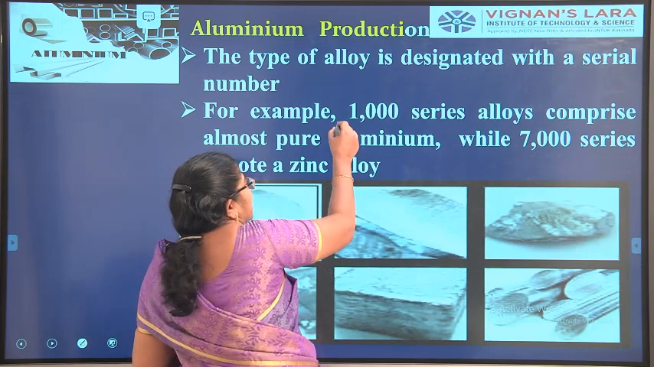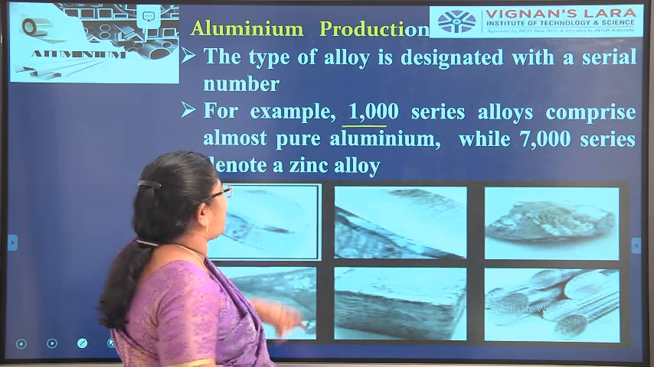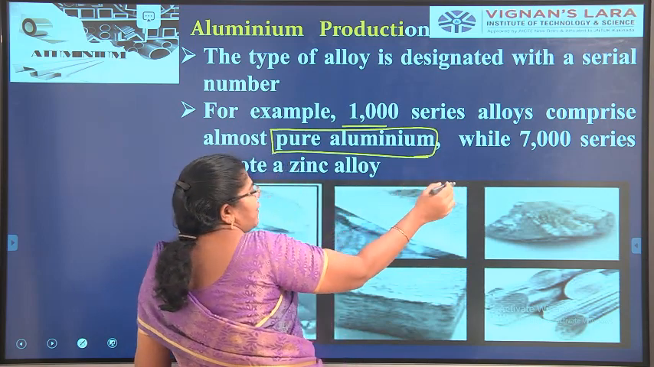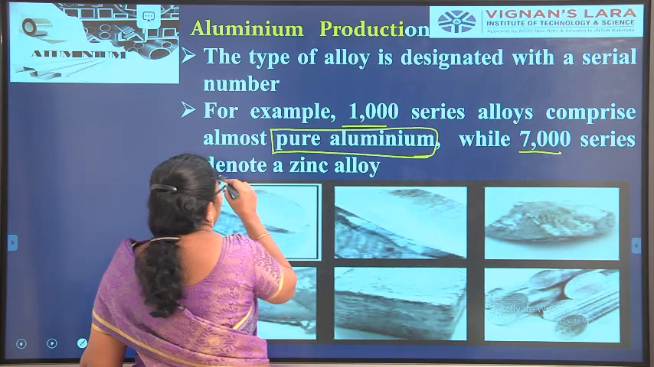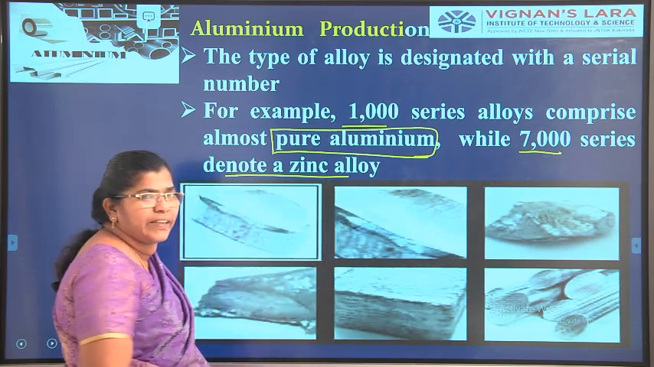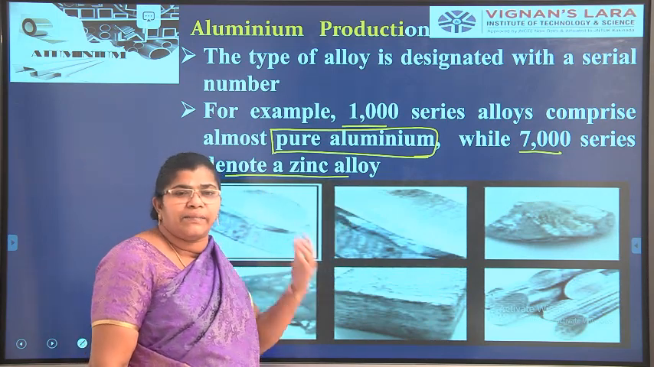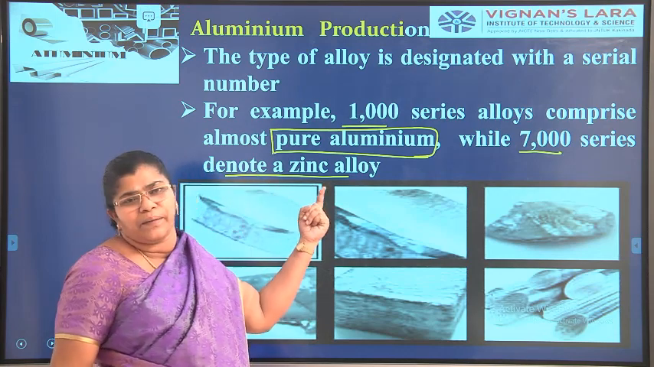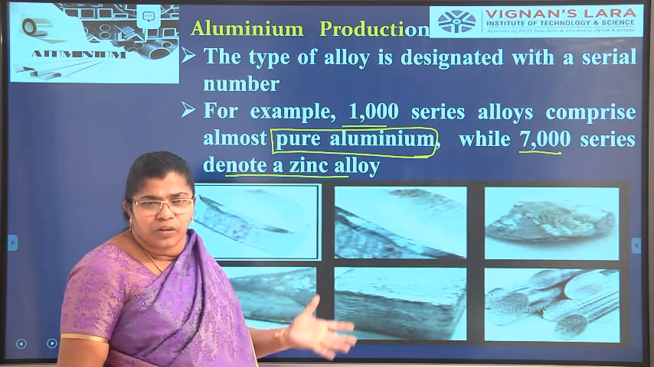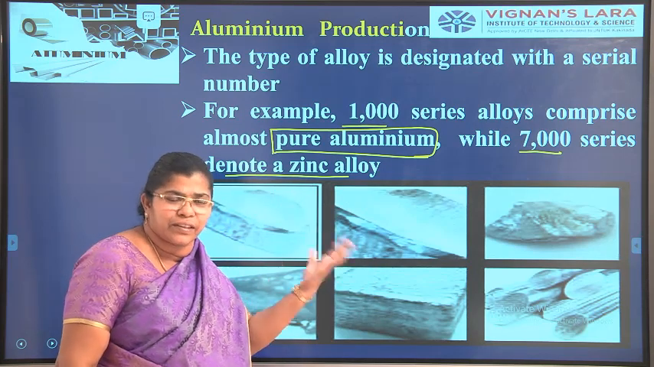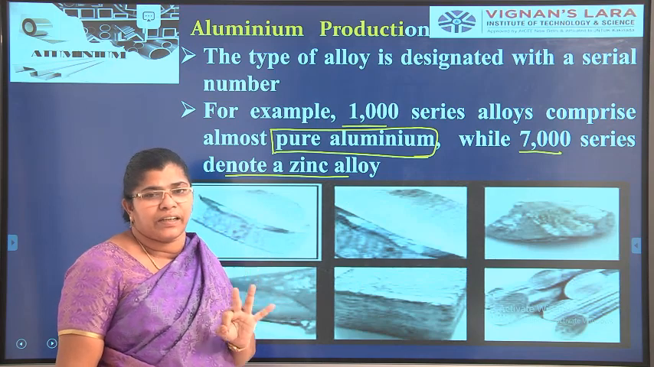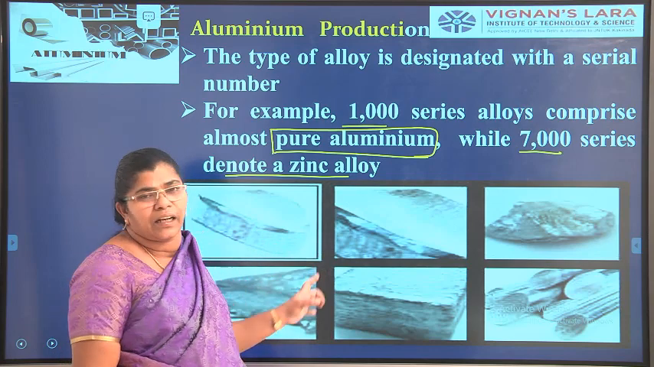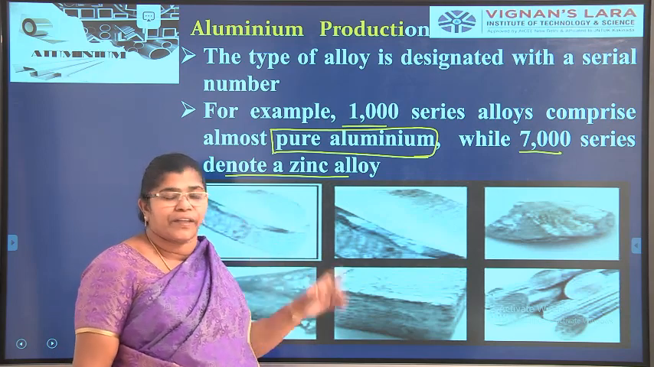If the serial number says 1000, then it is almost pure aluminum. If it is the 7000 series, it is an aluminum-zinc alloy. Similarly, other metals can also be added so that aluminum has different series: 2000 series, 3000 series, 15,000 series, and so on. It is universal. If you have to place an order, the 1000 series is pure aluminum, which is very costly.